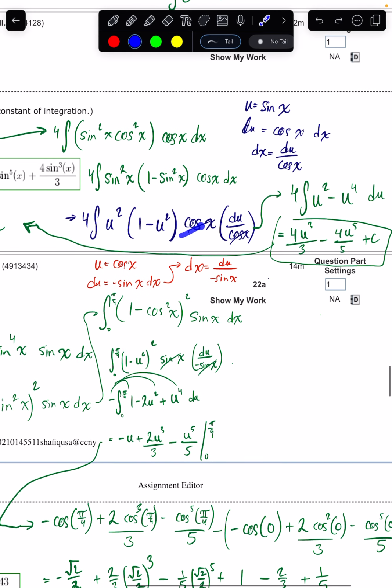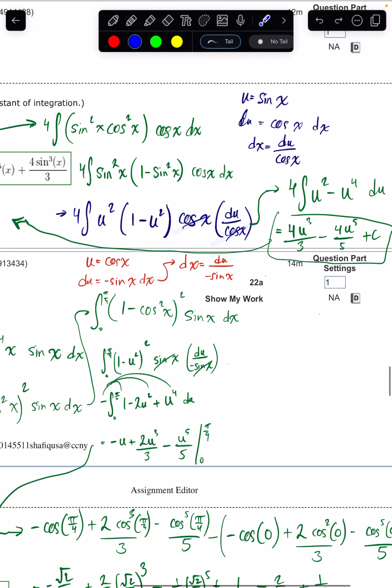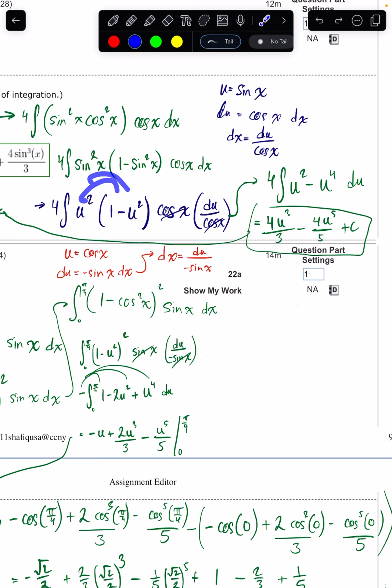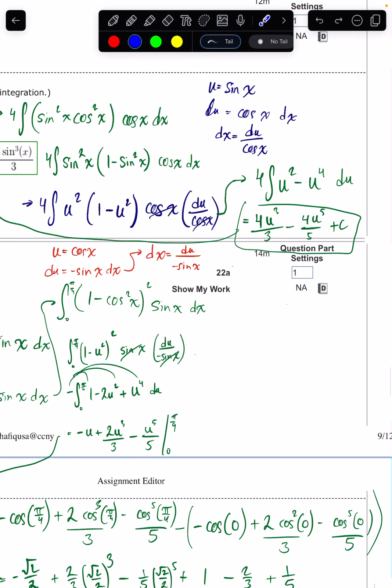And then you're able to cross out the cosine x here, and you should be left with your u values. Substitute in the sine x's for u. Now you can distribute the u squared here. It saves you a lot of time instead of distributing this first. After that, simple integration: u squared is just u to the 3 over 3, and this one is u to the 5th over 5, and then distribute the 4. So 4 times this, 4 times that, and then plus the c.